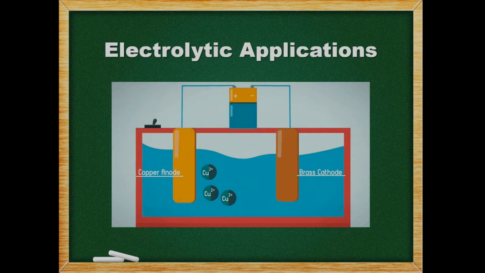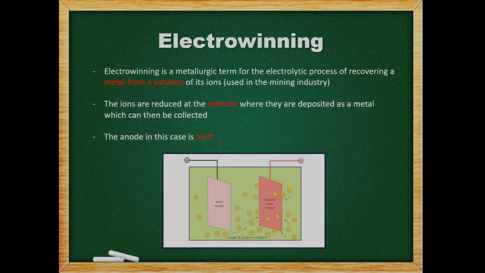Electrolytic applications. There are three types of applications when it comes to electrolytic cells. The first one is called electrowinning. Electrowinning is a metallurgic term for the electrolytic process of recovering metal from the solution of its ions. This is mainly used in the mining industry. In this process, ions are reduced at the cathode where they are deposited as a metal, which can be collected later on.